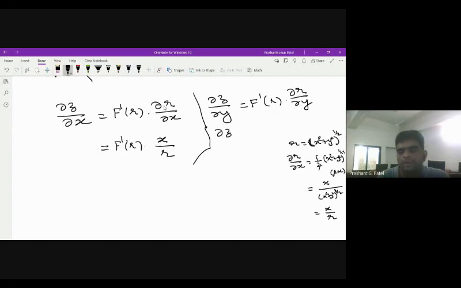Here del z by del y is equal to f dash of r into, in the same type of calculation as you did for x, if you change with y, you will have y by r.